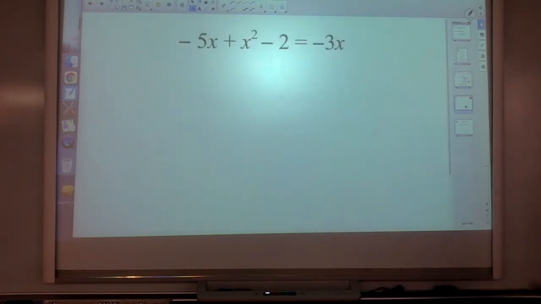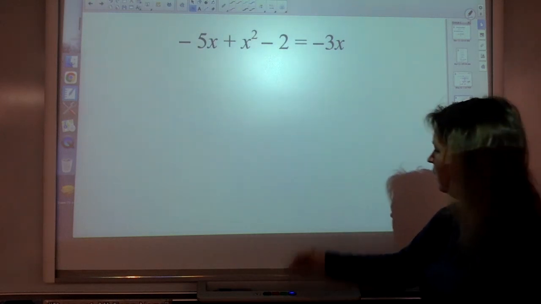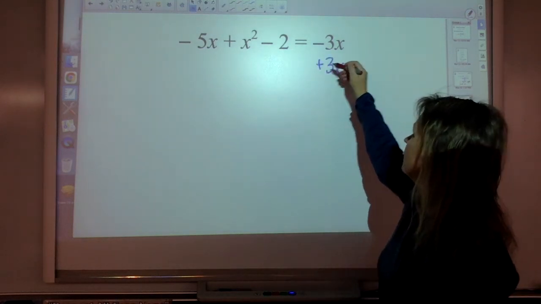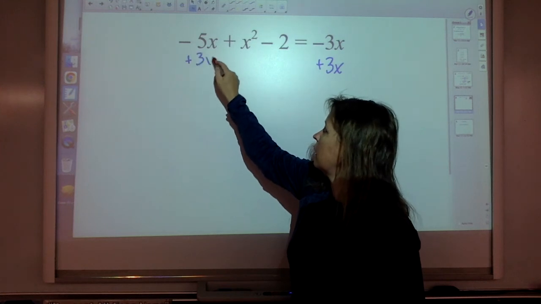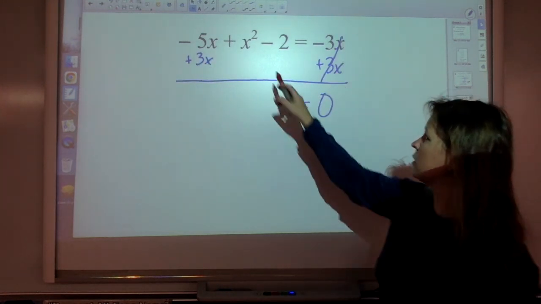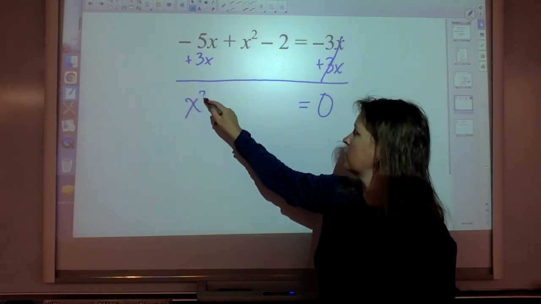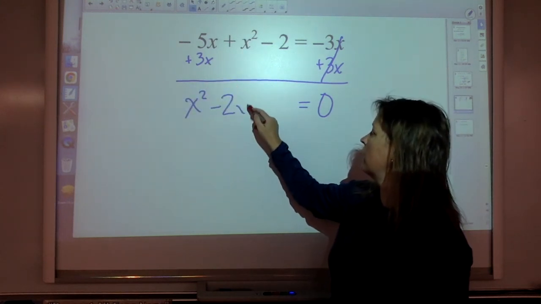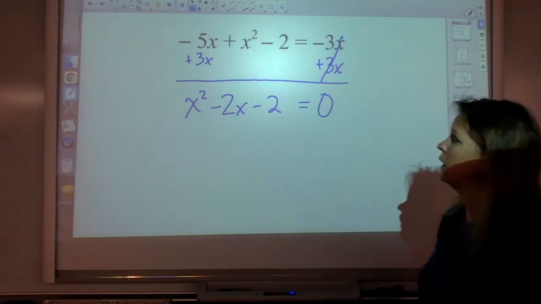All right, last one. This one's not set up nearly as nice, and until we get it in order and equal to 0, we don't solve quadratics unless they equal 0. We've got to get this in order and set it up to make sure that we have A, B, and C. So first, I'm going to add 3x to both sides and add it to its like terms so that it equals 0. But then I'm also going to write this in order as x squared minus 2x minus 2 equals 0.